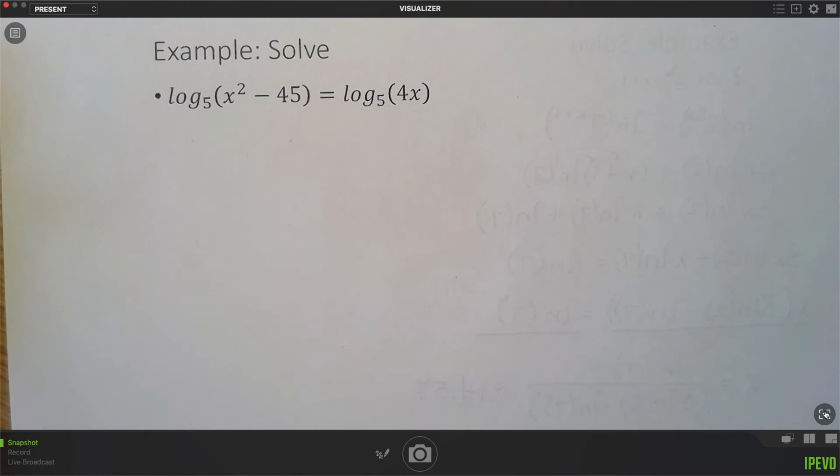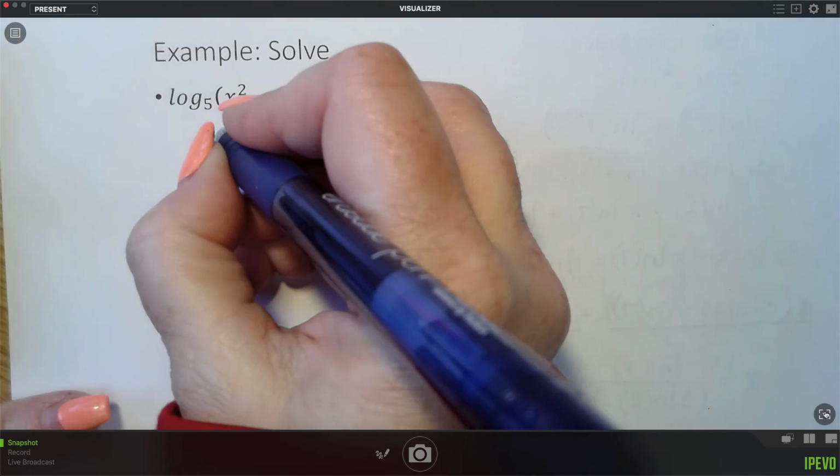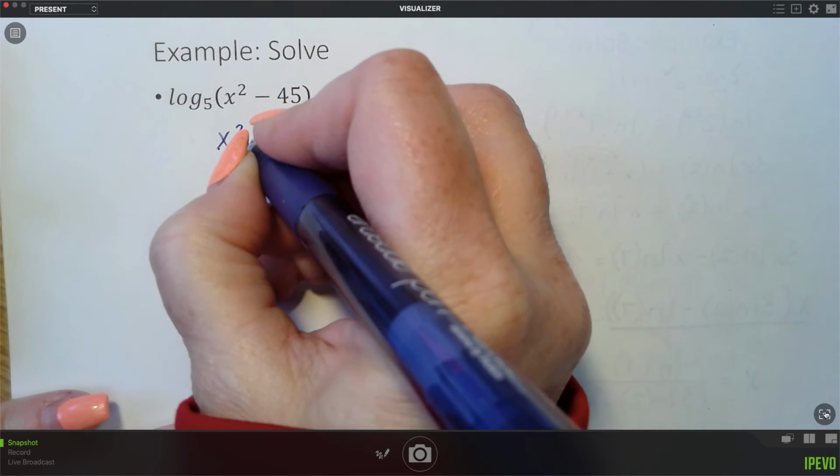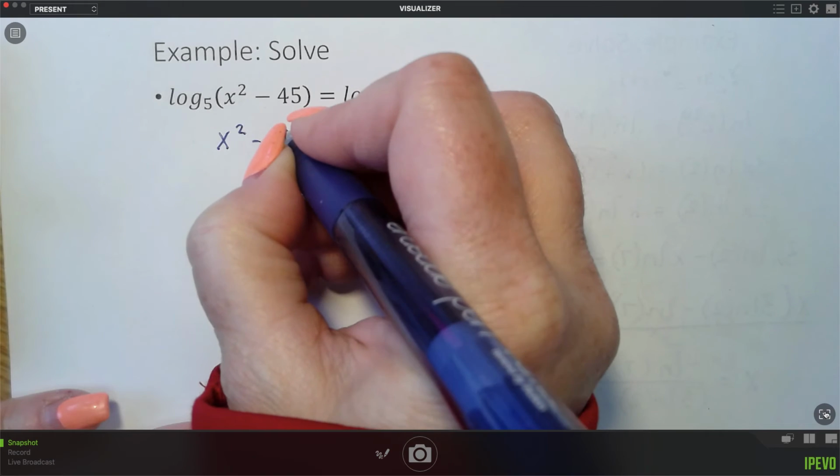Okay, another one. Anything is log base 5 and log base 5. That means we can just do the ofs, the parentheses, together. The ofs are equal. So I can just put the domains equal, right? That's what I meant.